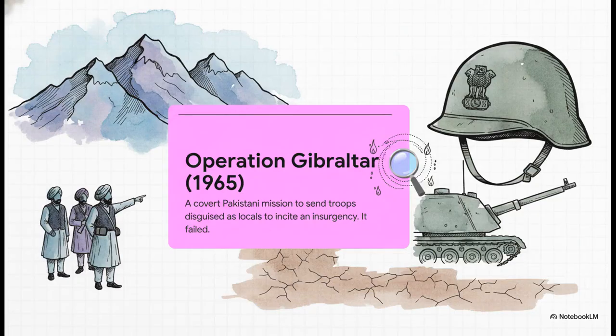The spark for this war was something called Operation Gibraltar. The plan was to sneak troops in to start a popular uprising, but it completely backfired.